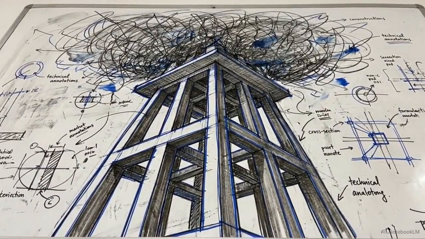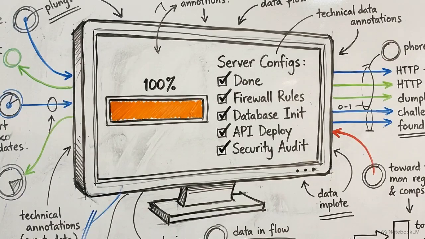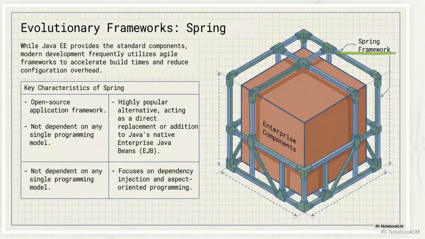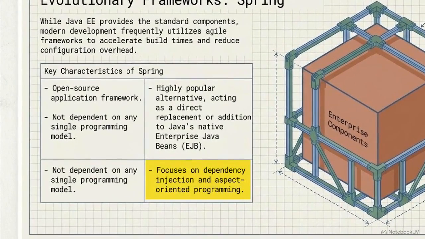To accelerate build times and reduce configuration overhead, modern engineering frequently utilizes agile frameworks on top of the Java EE baseline. This schematic shows the Spring framework. It acts as an agile structural scaffolding that surrounds native enterprise components. It is a highly popular open-source alternative focusing heavily on dependency injection.